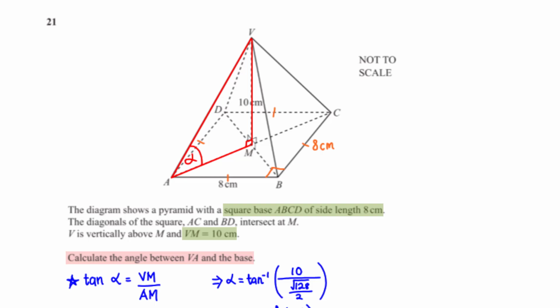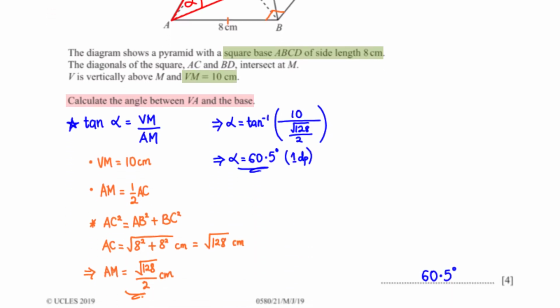On the diagram given, we have labeled the angle between VA and the base as alpha, and to find alpha we can use SOHCAHTOA. And so for this case, tan alpha is equal to VM divided by AM. We've been given VM directly, and that is 10 centimeters. We've not been given the value of AM directly in the question, but we can easily find that AM is equal to half AC, and we can find the length of AC using Pythagoras theorem.